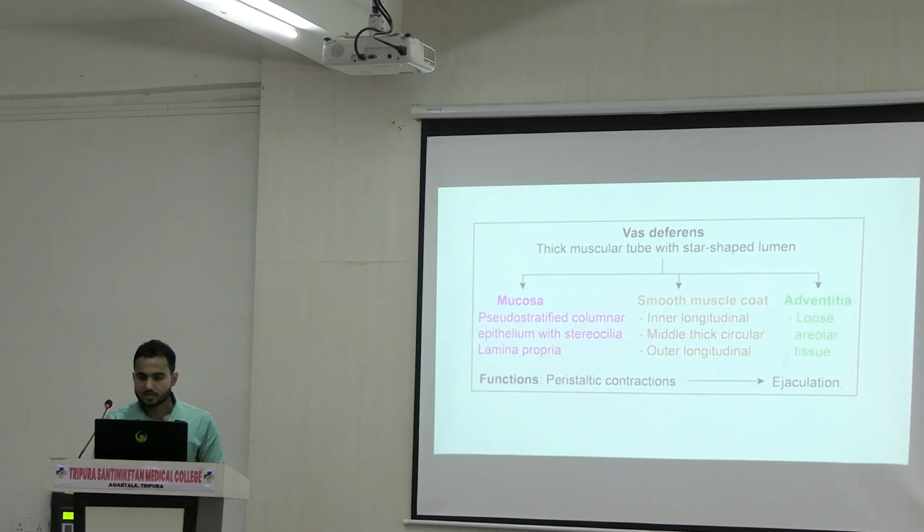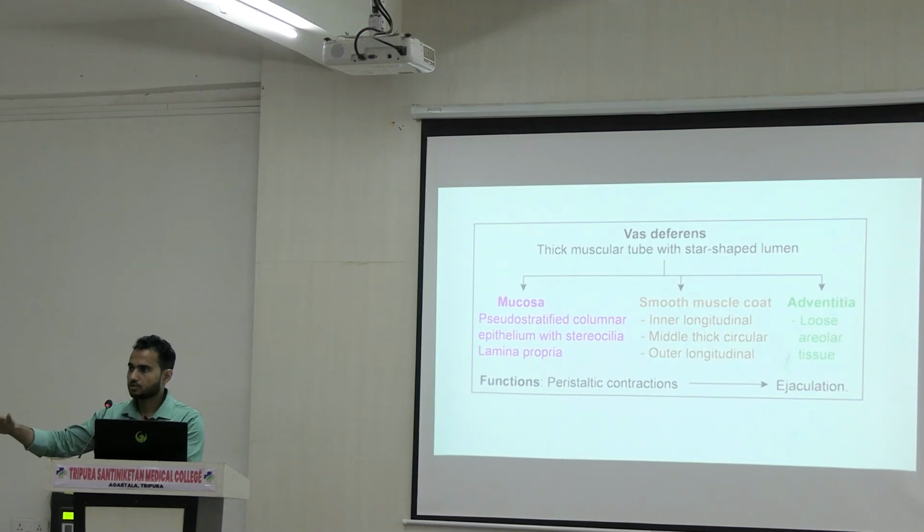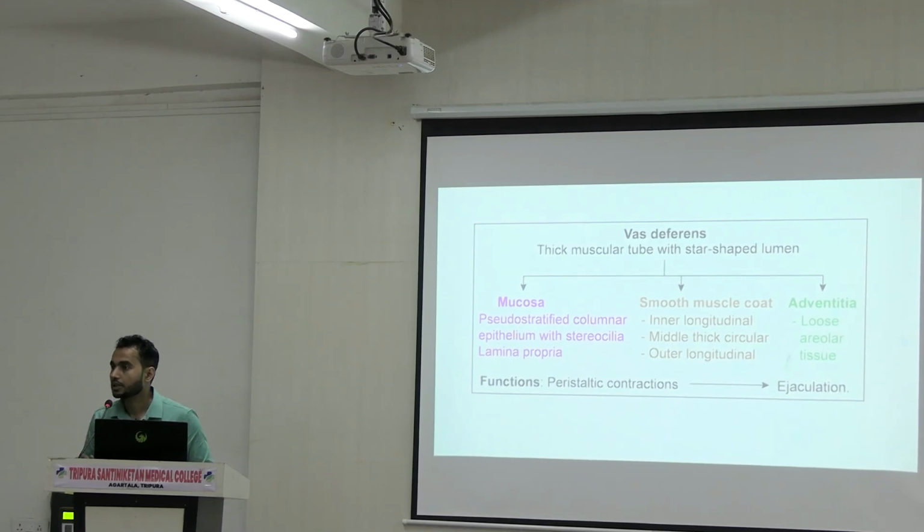Next, if you see the vas deferens, first of all, it is a fibromuscular tube. If you take the cut section, it is tube shaped. What will be the appearance? It is not circular. It is star shaped. So the lumen is star shaped.